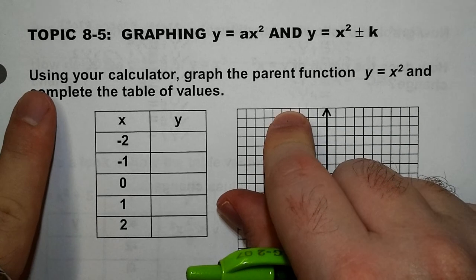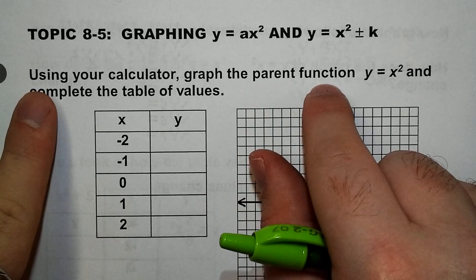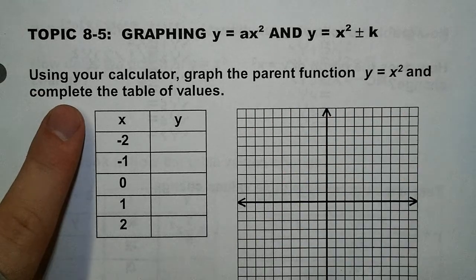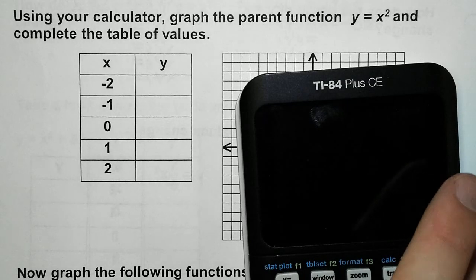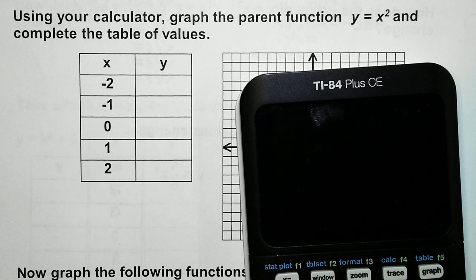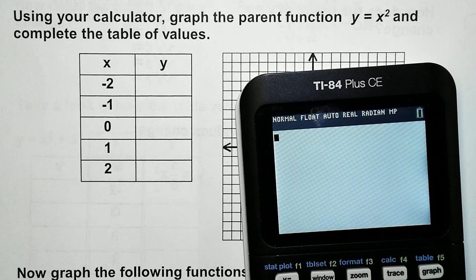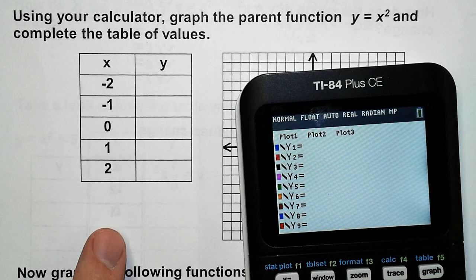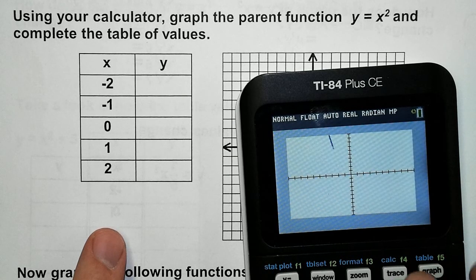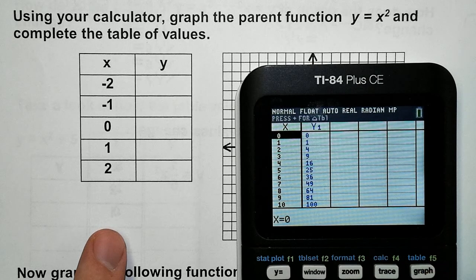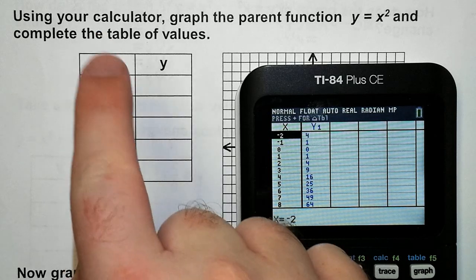So the first thing, it says, using your calculator, graph the parent function y equals x squared and complete the table of values. Now, if you do not have this calculator at home, you will need to use your calculator app. I'm just going to use this calculator on the notes today. So we need to go to y equals and just type in y equals x squared. We hit graph. That's what the graph looks like. Now let's go to second graph, and that will pull up our table.